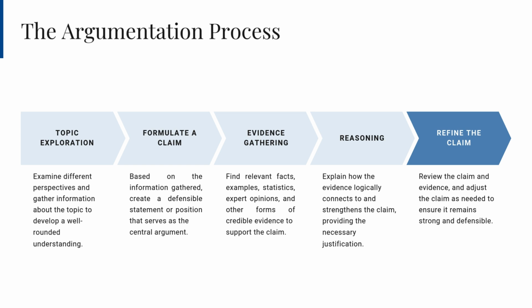Creating a strong argument is a process. It starts with topic exploration, where you gather information and consider different perspectives. Then, you move on to formulating a claim, your central argument or position. Next is evidence gathering, where you find credible sources that support your claim. Reasoning comes next, where you explain how your evidence supports the claim. Finally, you refine your claim based on the evidence and reasoning to ensure it remains strong and defensible. This cyclical process helps you develop a well-rounded and persuasive argument.